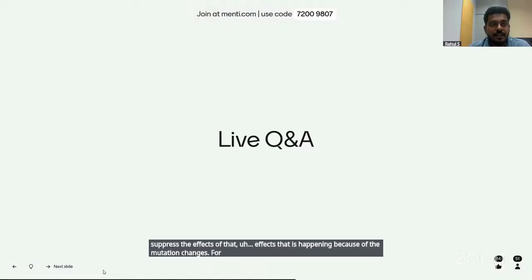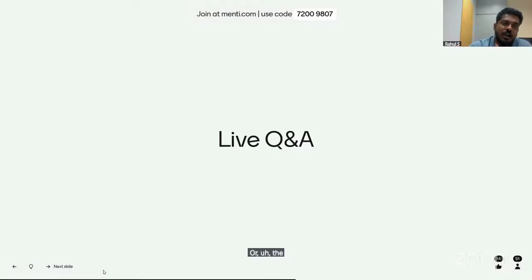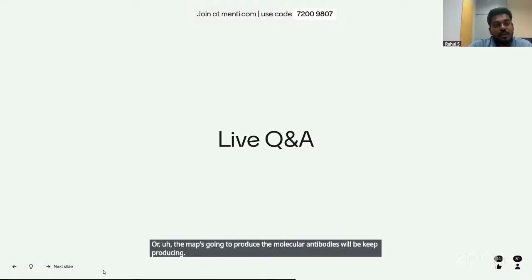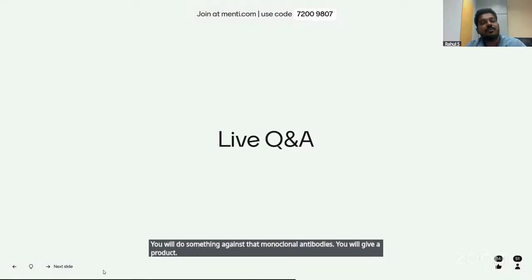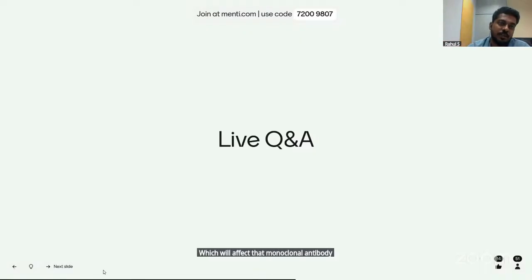For example, the immunoglobulins or the monoclonal antibodies will keep being produced. You will do something against those monoclonal antibodies. You will give a product which will affect that monoclonal antibody so that it can't do its work. And you have to take this for your whole lifetime. That's why I am saying there is no cure, there is treatment. Cancer, for example, doesn't have any cure that easily, but it has a treatment which will reduce the damage happening because of the disease.